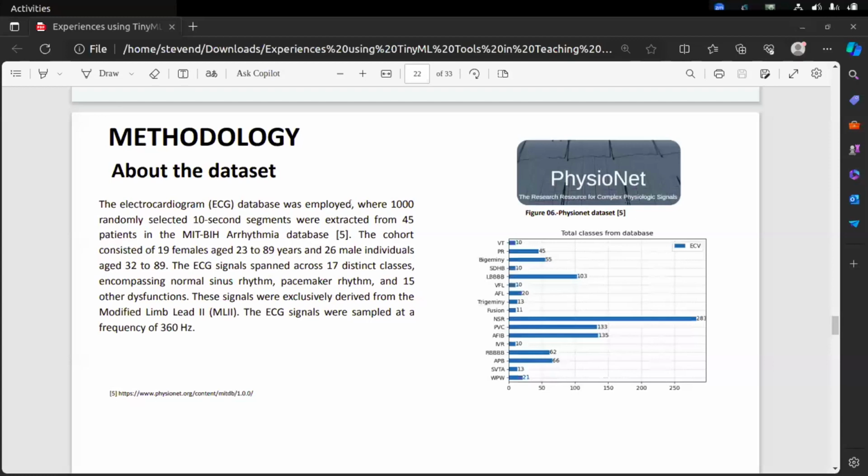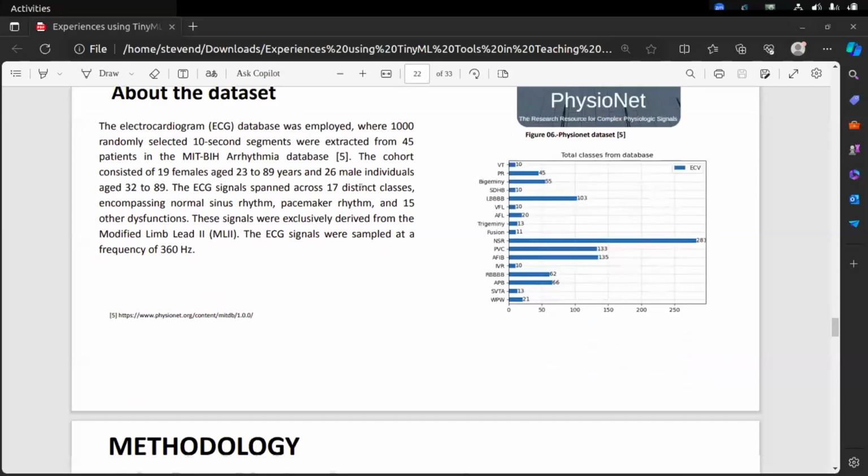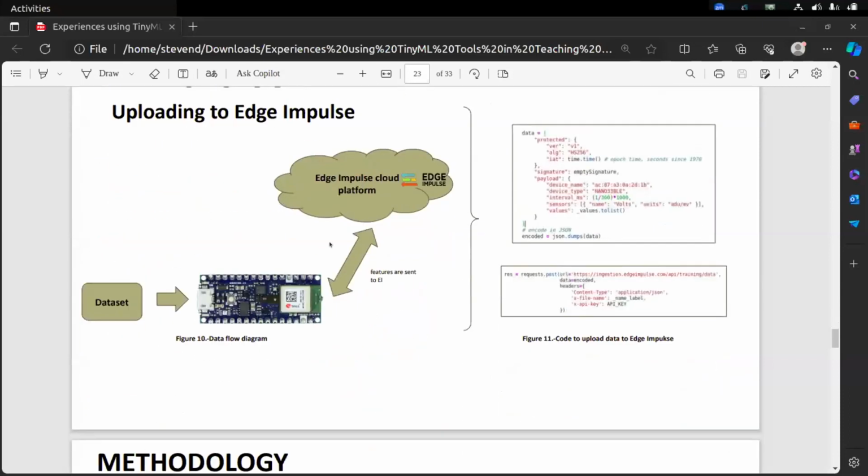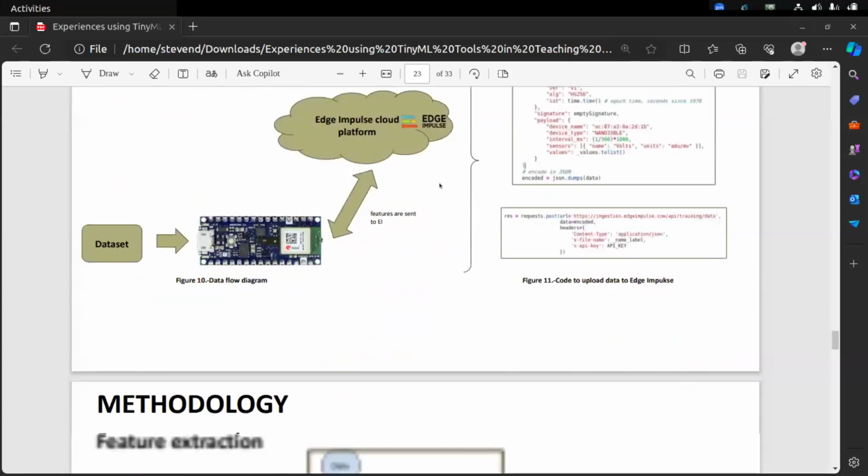Our microcontroller for this case was the Arduino Nano 33 BLE. We ran the inference on this microcontroller, and we present what our results were.